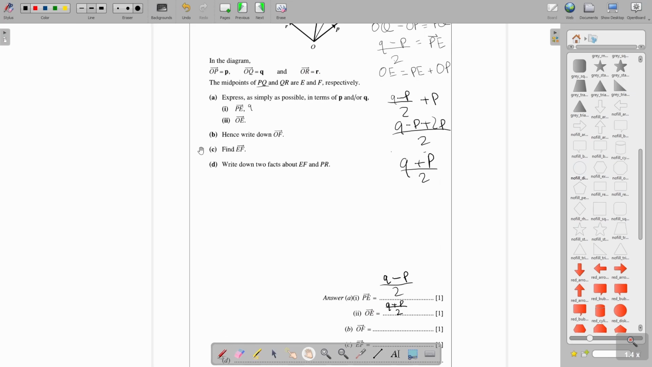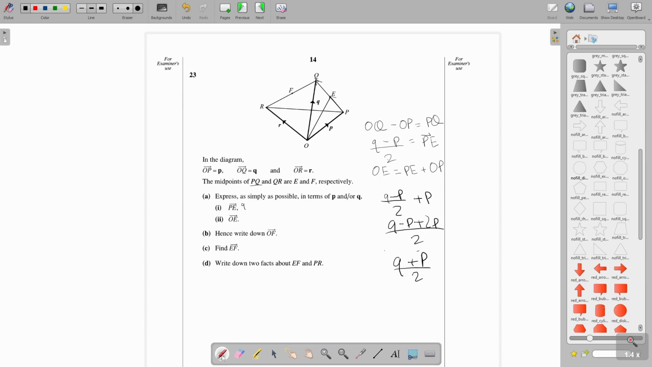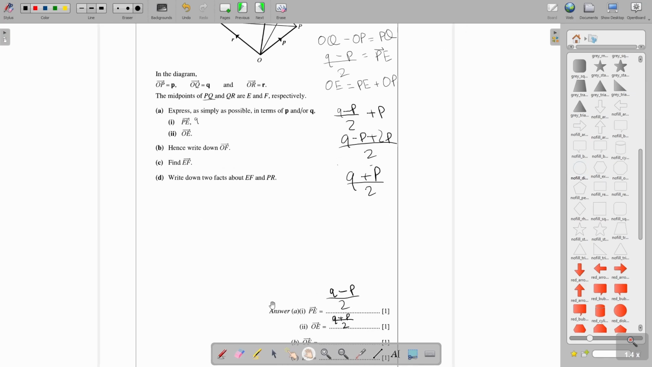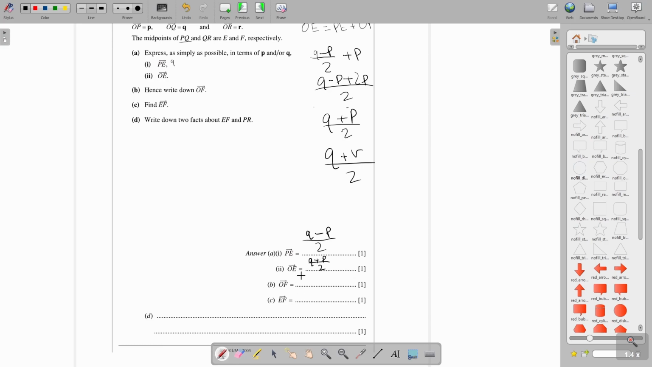And then hence write down OF. So similarly, OF would be similar, where instead of P being here, it would just be R being here, since RF is going to be half of RQ, and OF is just going to be OR plus RF. So we don't really need to work it out, but we can simply say Q plus R over 2 is going to be OF. Since we got OE, OF would be similar.